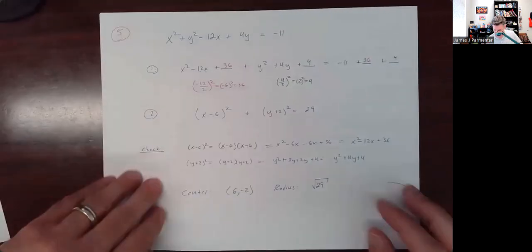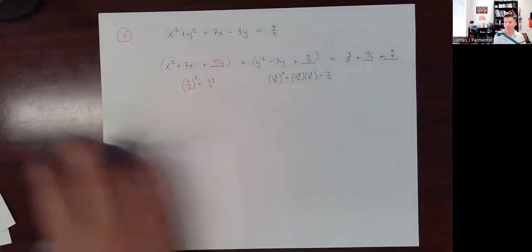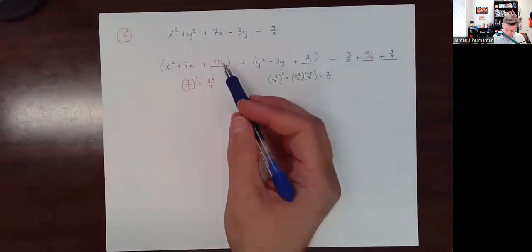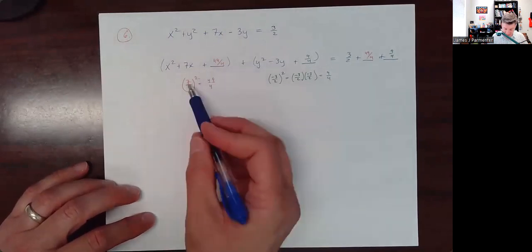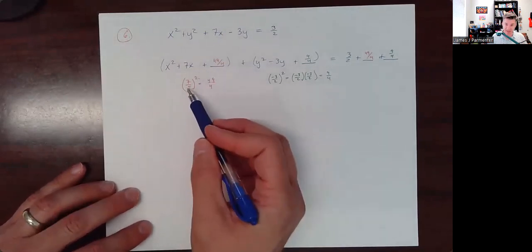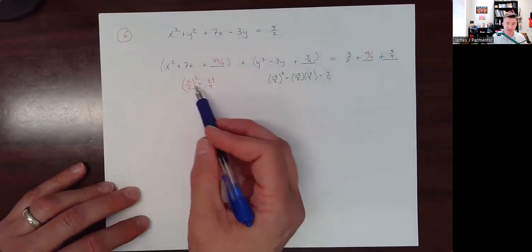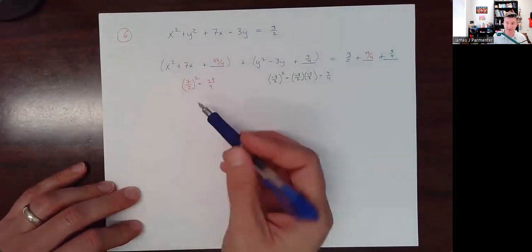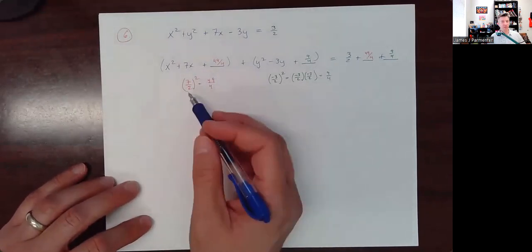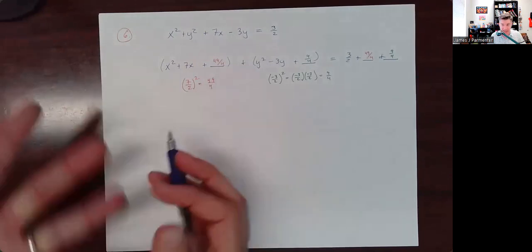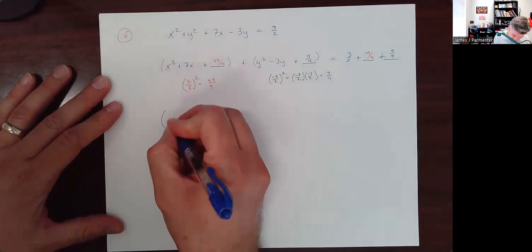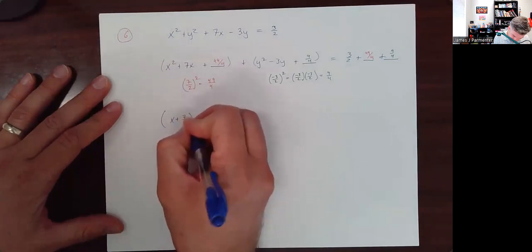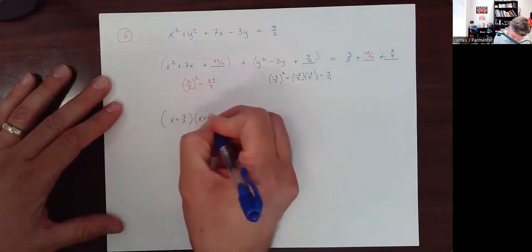But here, it's a little bit harder to wrap my brain around the fact that I want something that multiplies to 49 over 4 and adds up to 7. The number is 7 halves and 7 halves. 7 halves times 7 halves is 49 over 4. 7 halves plus 7 halves is 7. It's 14 over 2. That's exactly how we reverse engineered getting this number in the first place. So we know this is going to factor as x plus 7 halves times x plus 7 halves.